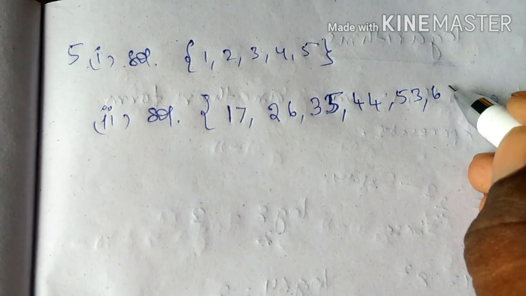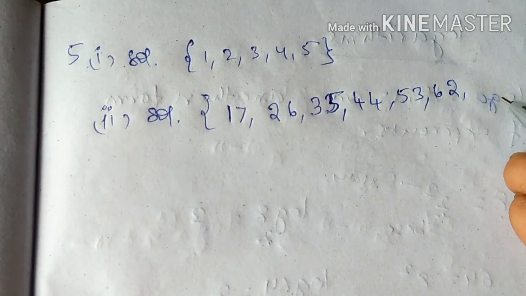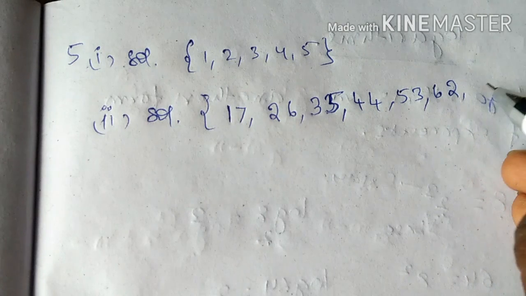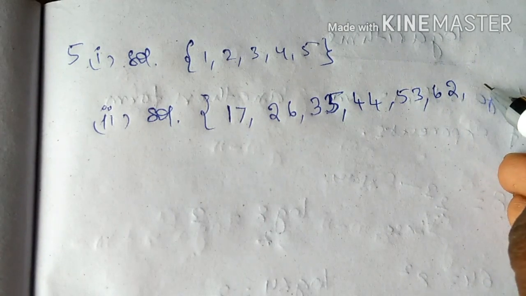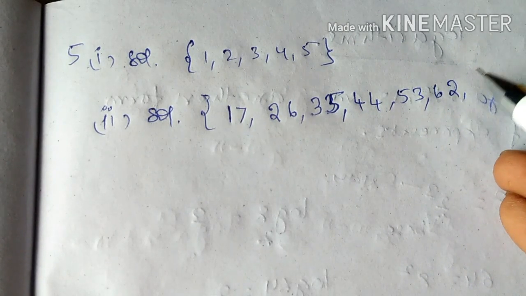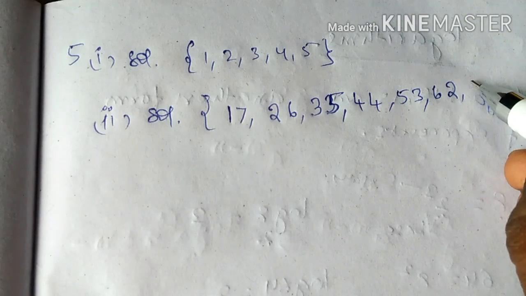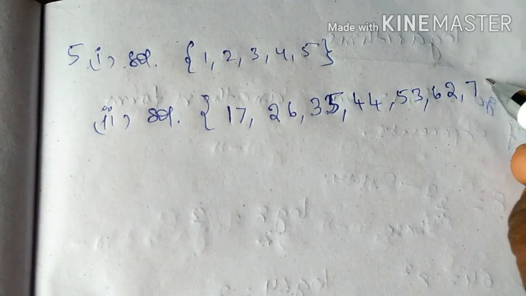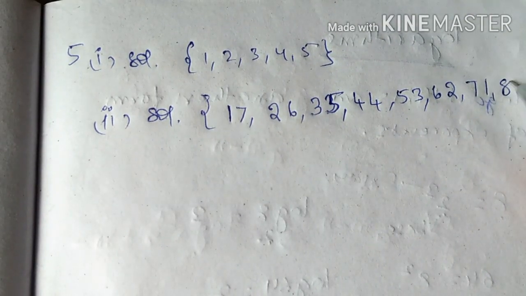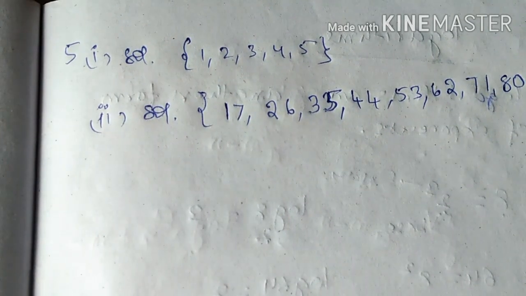6 and 2, 62. 6 plus 2, yes, 8. Next, 7. 71. Next, 80. So no more numbers.